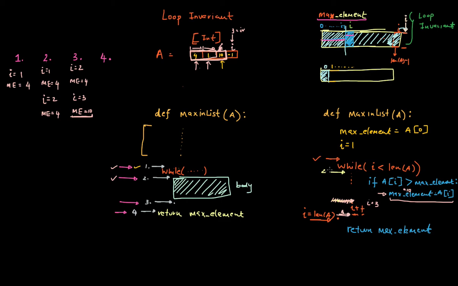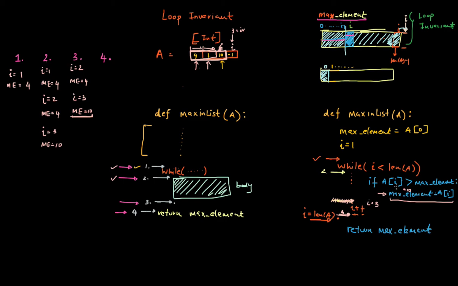Okay, let's just go with the Boolean condition in my while loop. Is I less than length of A? Length of A is 4. 3 is less than 4. So far so good. What happens at point 2? Well, at point 2, I still have I equals 3. My maximum element is still 10. This is consistent with my loop invariant.